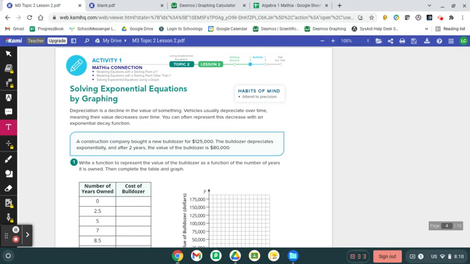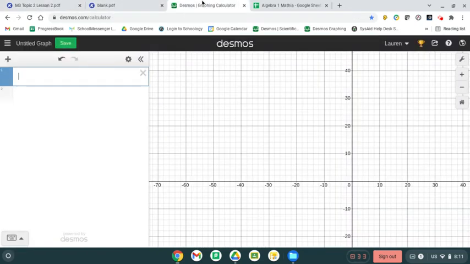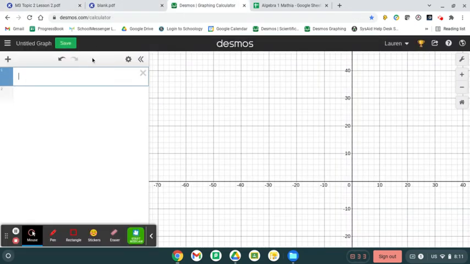Here it says we're solving exponential equations by graphing. A construction company bought a new bulldozer for $125,000. The bulldozer depreciates exponentially. After 2 years, the value of the bulldozer is $80,000. Obviously depreciates means that it's going to be falling, if you go from 125,000 to 80,000 in 2 years.